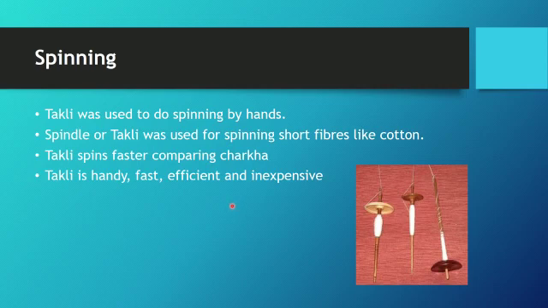So first we started with ginning, removing the seeds from the cotton, then the spinning of yarn. Once you spin it like this, we will get yarn balls.